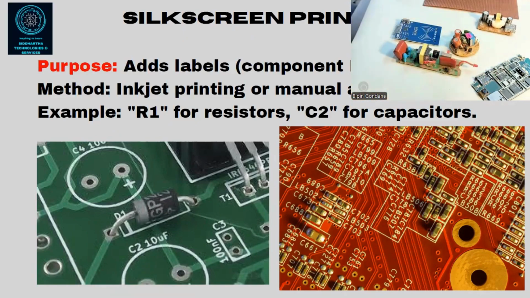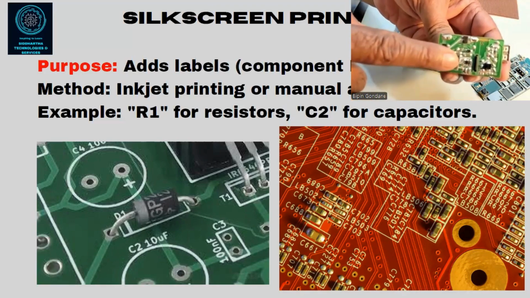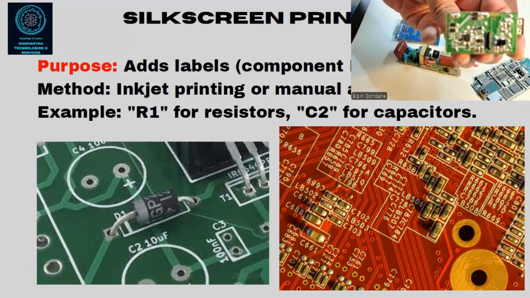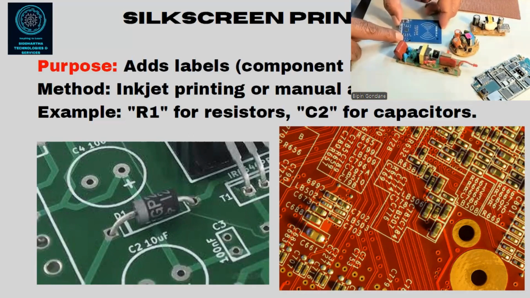Okay. Like it is given here. Add labels, component IDs, logos, etc. Method: inkjet printing or manual application. Simple printing method, you can use it. Example: R1 for resistor, C2 for capacitor. Just now we have seen, I've shown you R1, C1, C2. It is written on this. Okay, it is already written on this. So you have to understand that. Whenever there is a printing, we call it a silkscreen procedure.